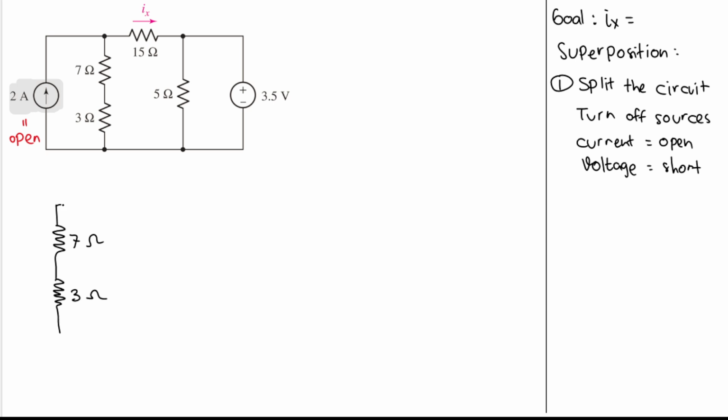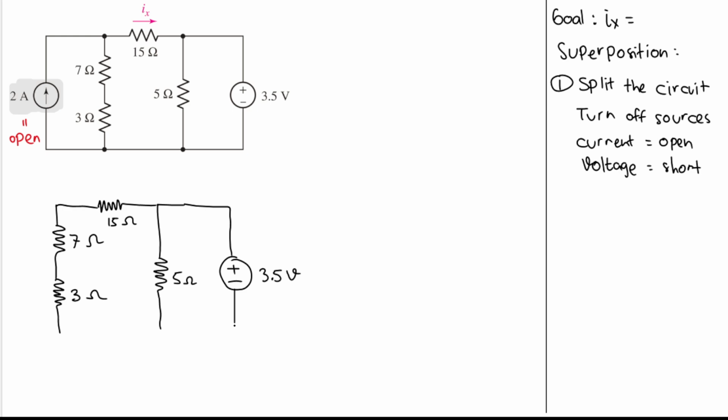And then we will have that 15 ohm here, and then we also have that 5 ohm resistor like this, and we still have this voltage source, so we will have it like this. So this is 3.5 volt, and that is it. Yeah, this is the first split circuit.